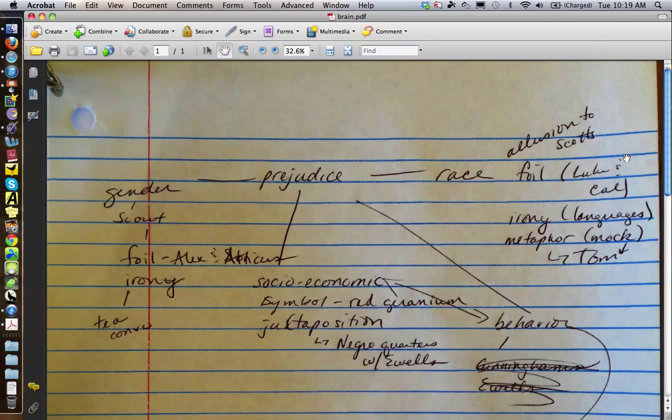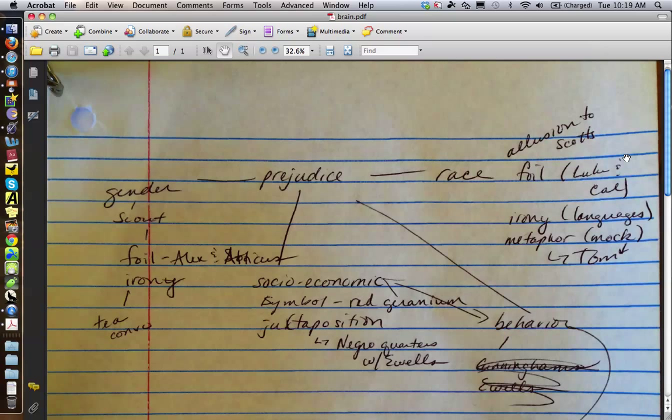For example, with race, I have the foil between Lulu and Cal, the irony of Cal's mastery of two different languages, the allusion to the Scottsboro trial that the Tom Robinson trial is based on, and the metaphor of the mockingbird and Tom Robinson.